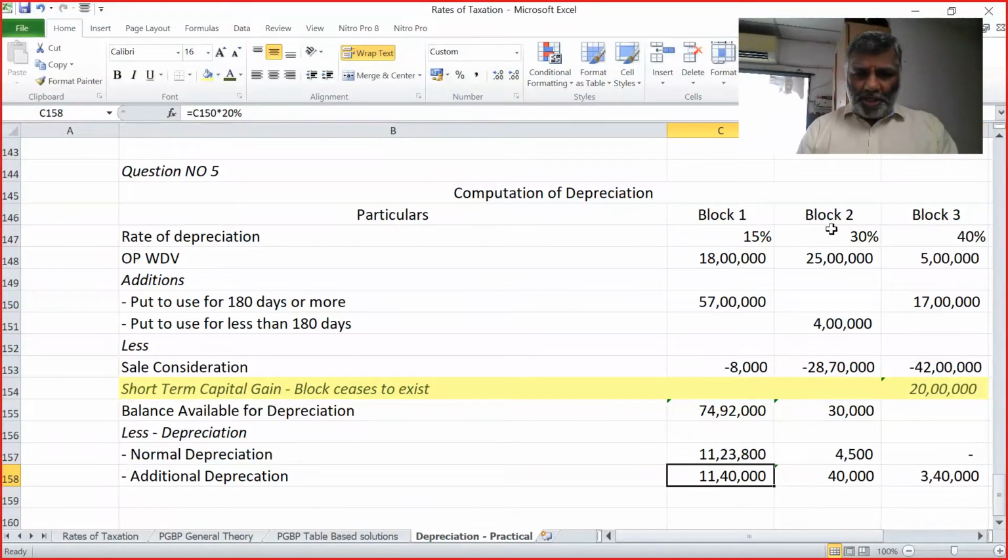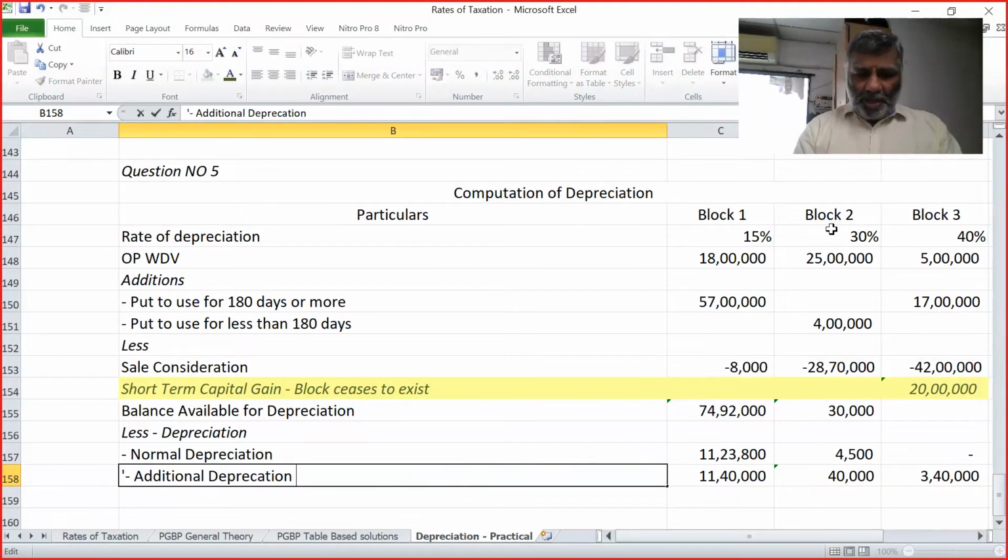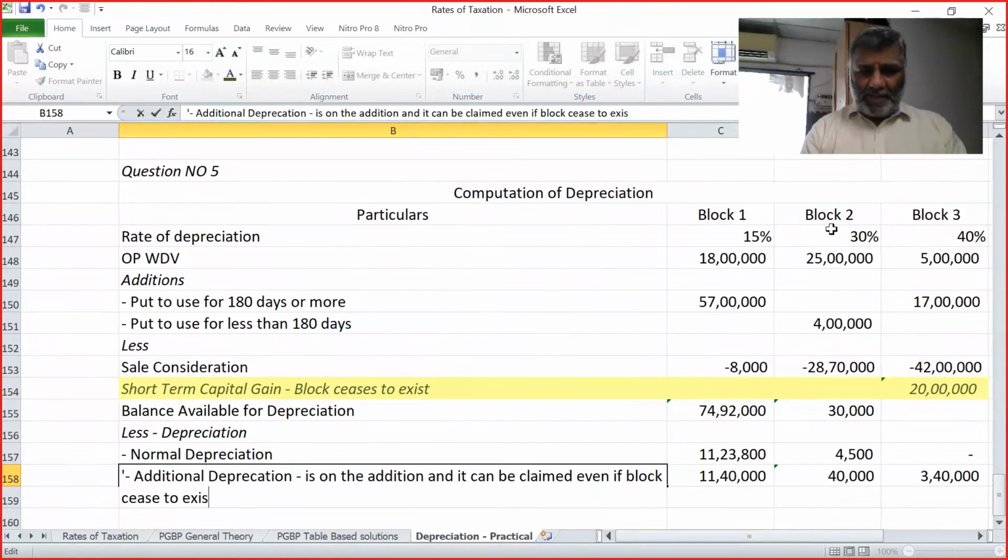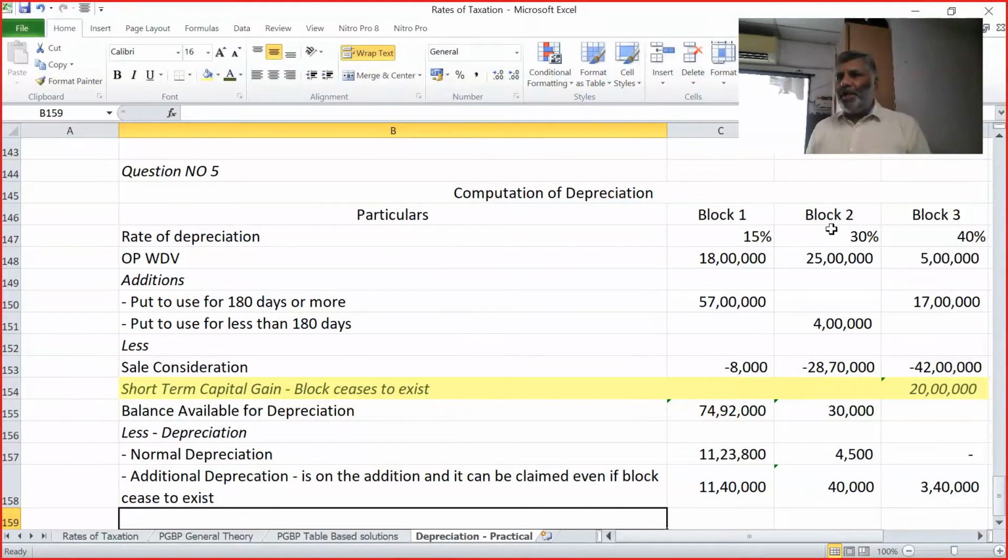Additional depreciation is on the additions made, and it can be claimed even if the block ceases to exist, that is, goes out of existence.